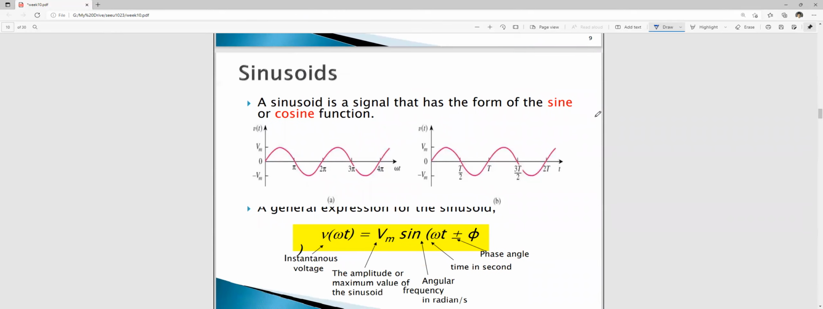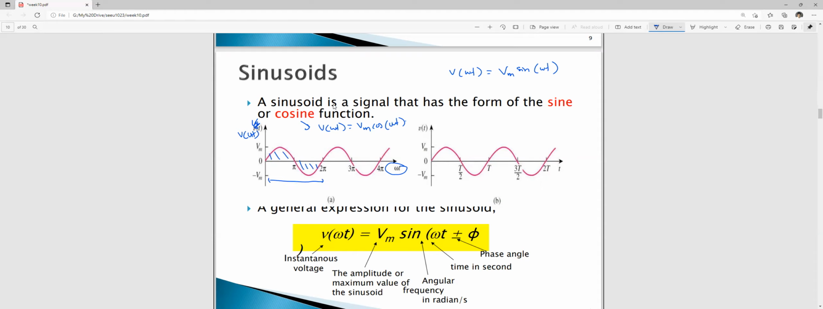As mentioned before, you can write down the sinusoidal voltage in a sine function or a cosine function. It doesn't matter. For the sine function you write v(ωt) = Vm sin ωt, and for the cosine function v(ωt) = Vm cos ωt. The axis is ωt, so a full cycle is 2π.